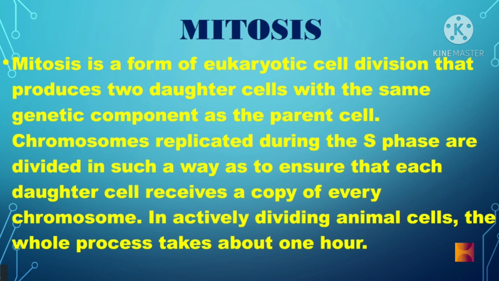First is the mitosis. Mitosis is a form of eukaryotic cell division that produces two daughter cells with the same genetic component as the parent cell. Chromosomes replicated during the S phase are divided in such a way as to ensure that each daughter cell receives a copy of every chromosome. In actively dividing animal cells, the whole process takes about 1 hour.